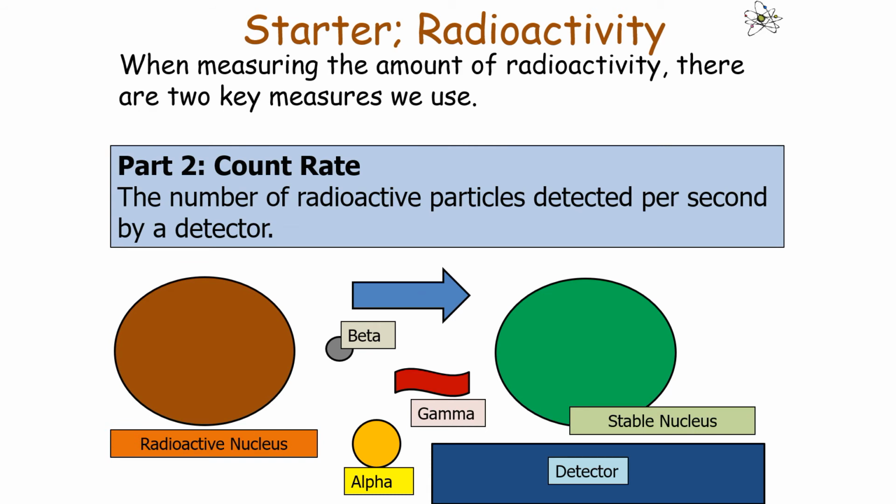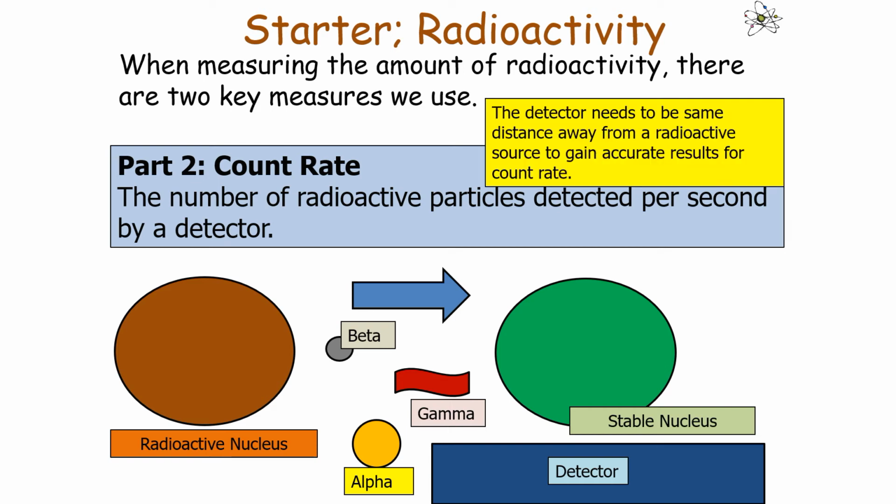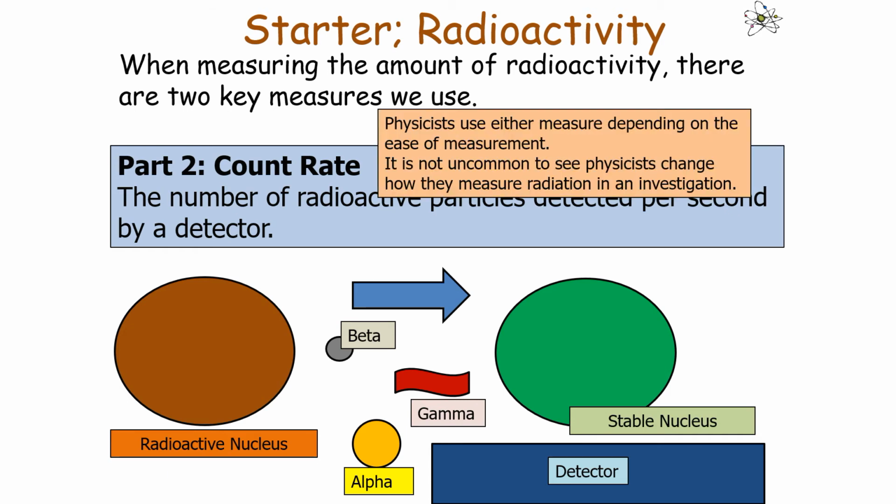The second way we can measure radioactivity is the count rate, which is the number of radioactive particles detected per second by a detector, and count rate is measured in per second. Now the detector needs to be the same distance away from a radioactive source to gain accurate results for a count rate. Physicists can use either measurement depending on the ease of the measurement.